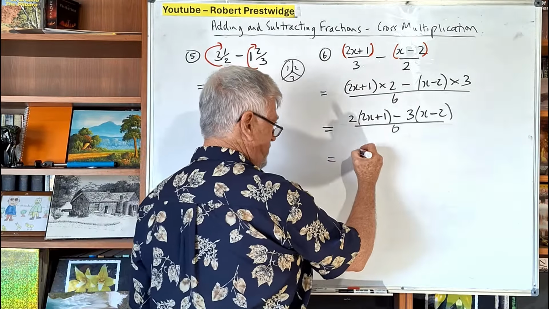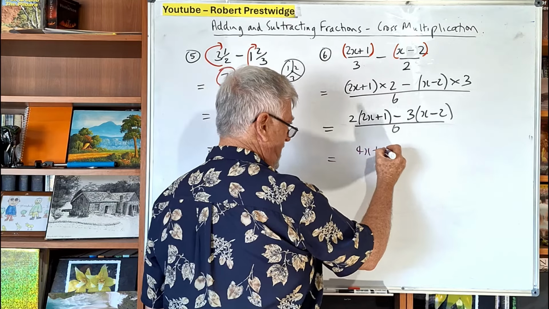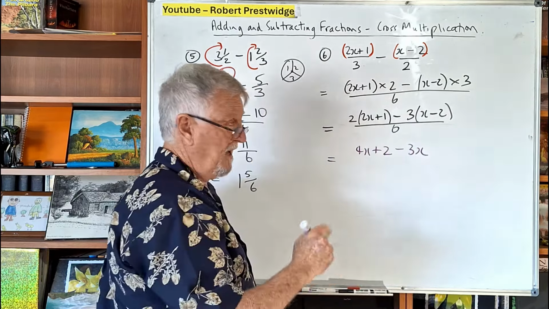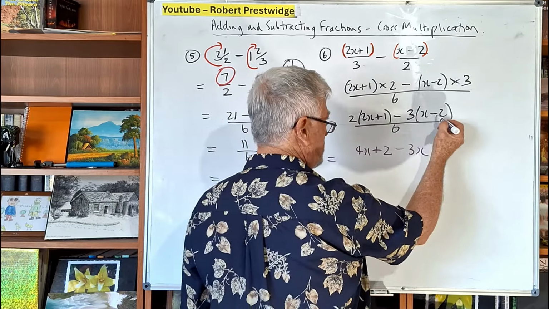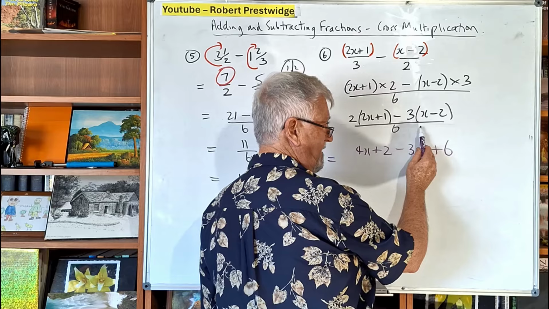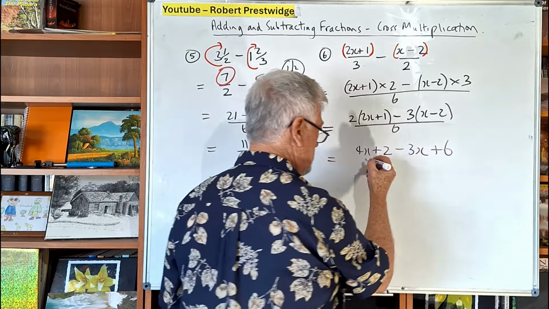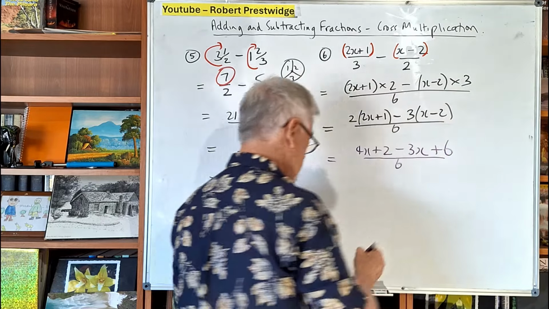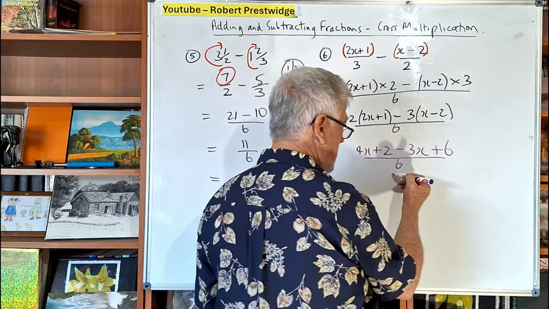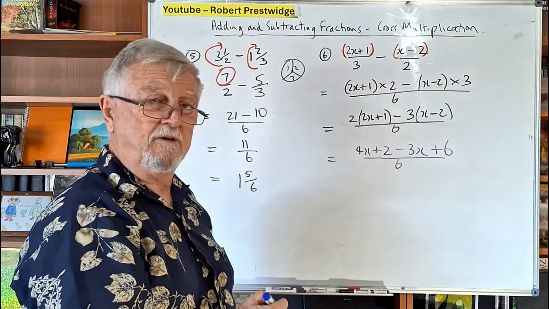So you've got 2 lots of 2x, you've got 2 lots of 1. Now we've got minus 3 times x. Now the one where everyone goes wrong, minus 3 times minus 2 is plus 6. Written like that, it's not as obvious as written like that. So this is definitely better for most students. Then you've got that over 6. Now here's another trap. A lot of students think they can cancel that 6. You can't cancel unless it's all multiplication.